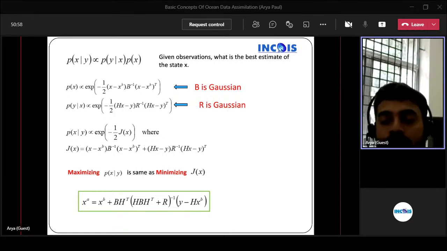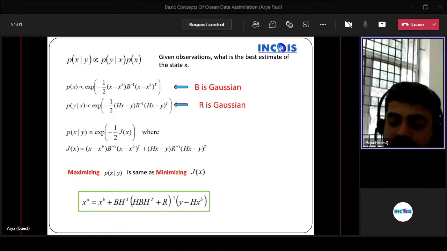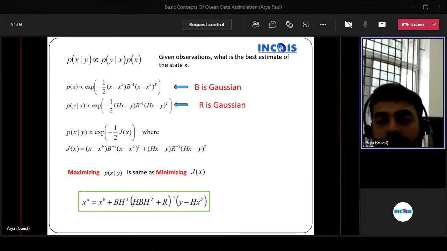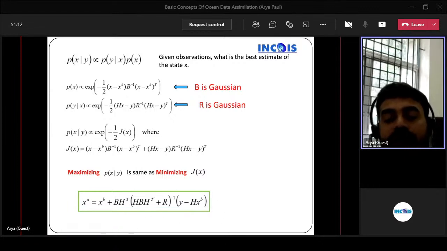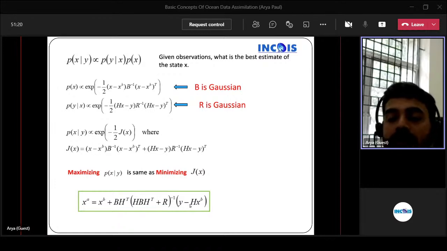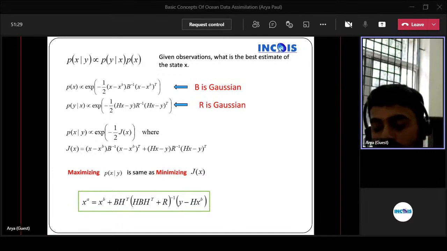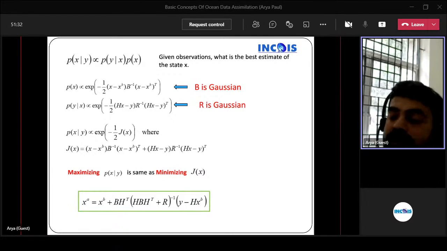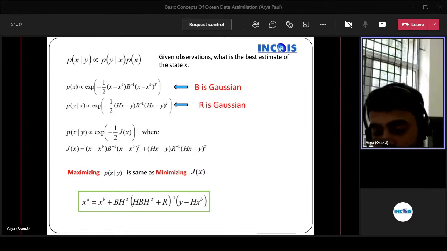So X of A, which is the ocean analysis, is equal to X of B, which is the ocean background just before assimilation, plus this term. There is another term: B H transpose into (H B H transpose plus R) whole inverse, then Y minus H of X B. Y is your observation. So this is the primary equation across many data assimilation methods, particularly least square methods, that is being followed.